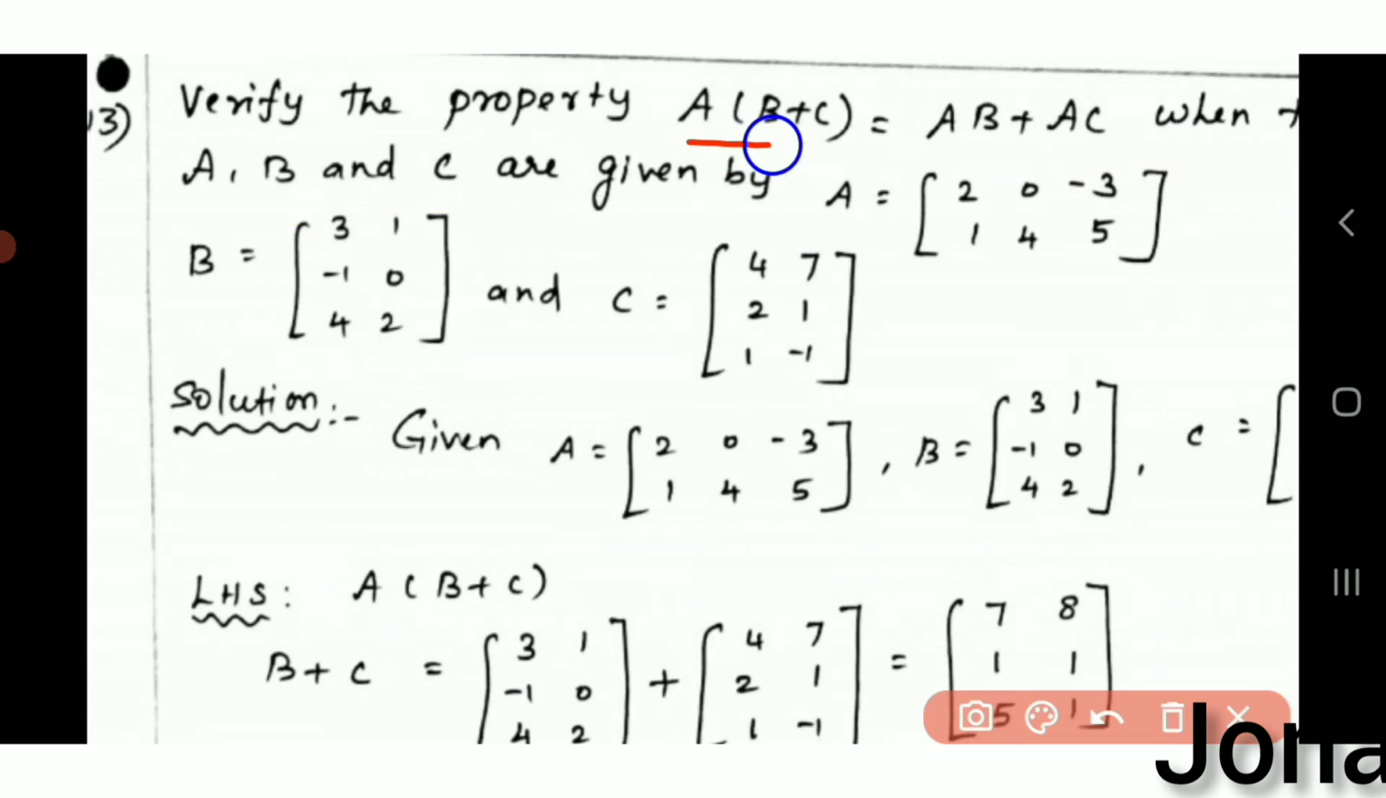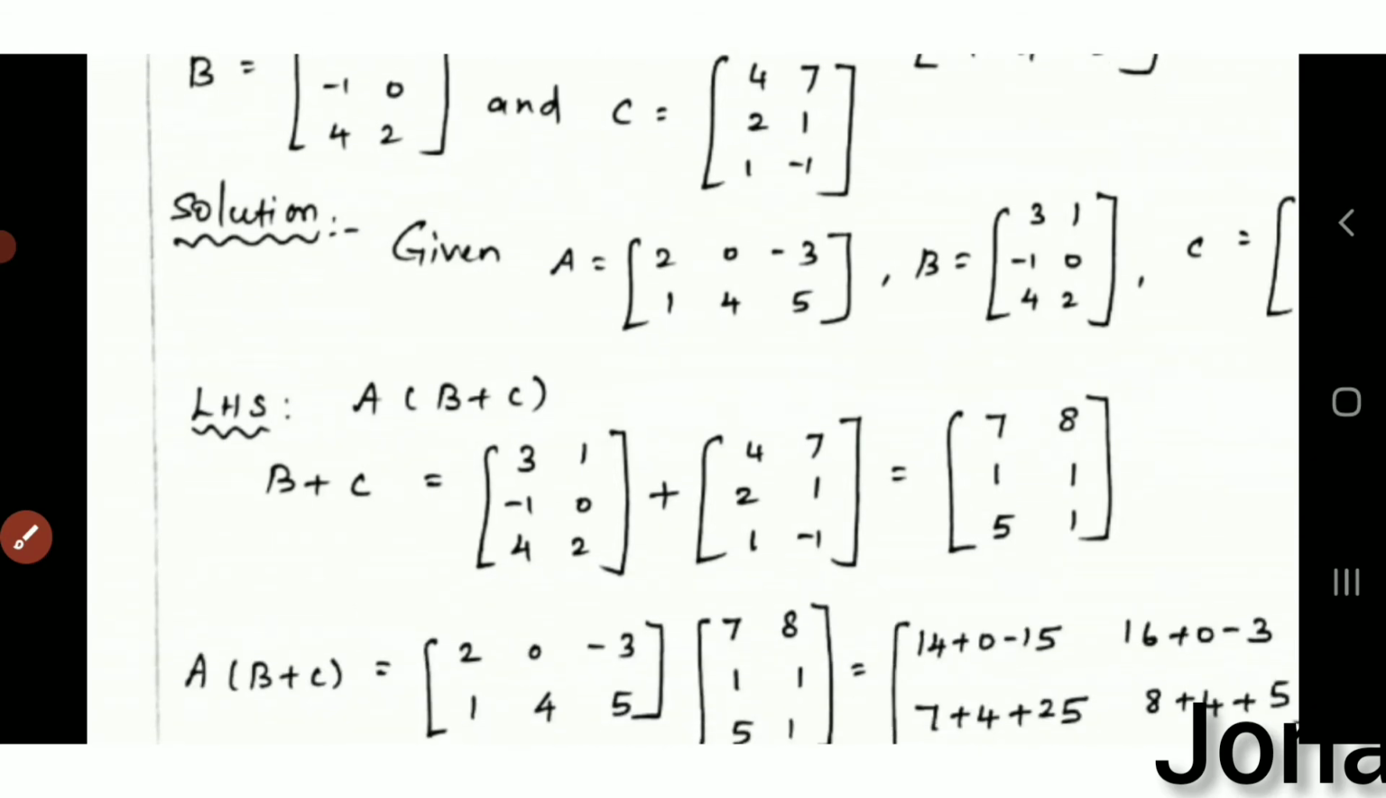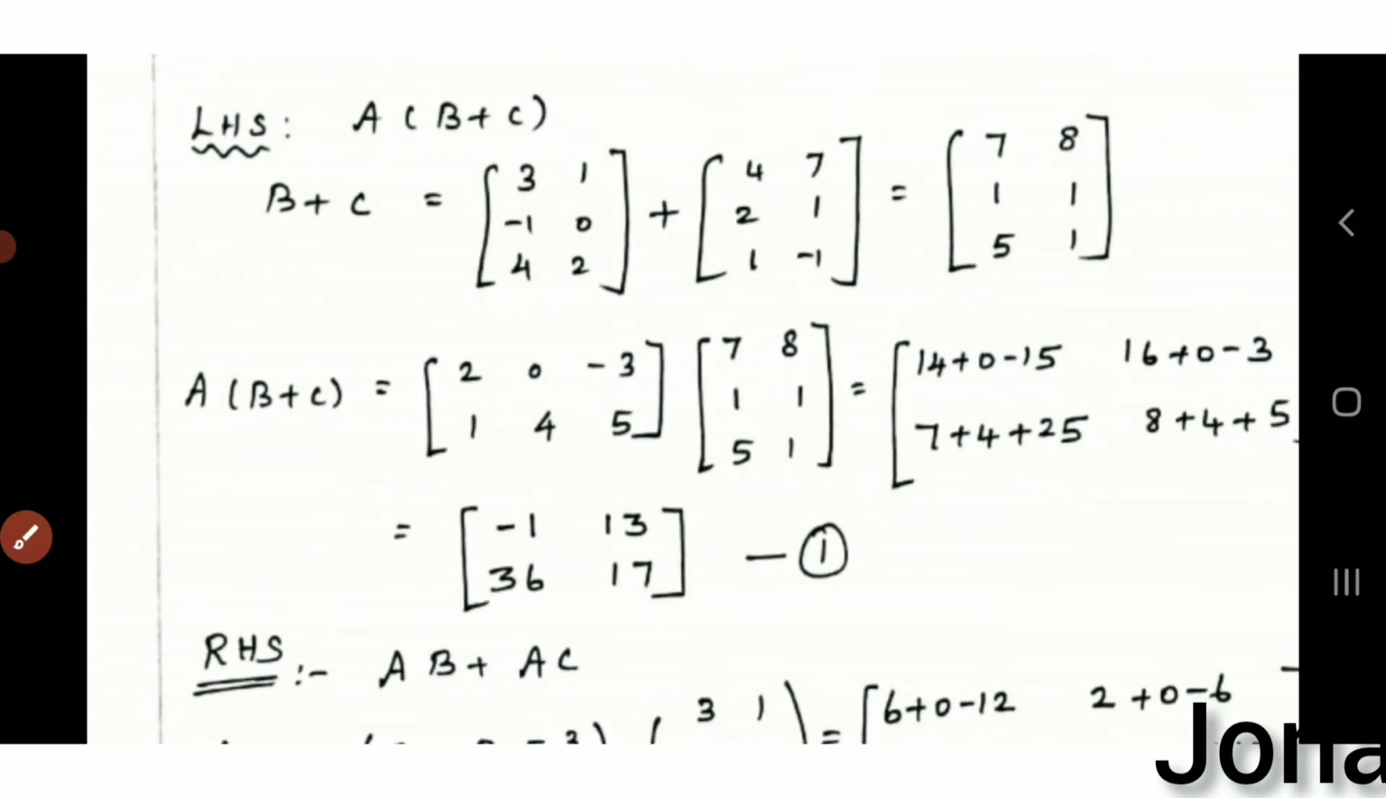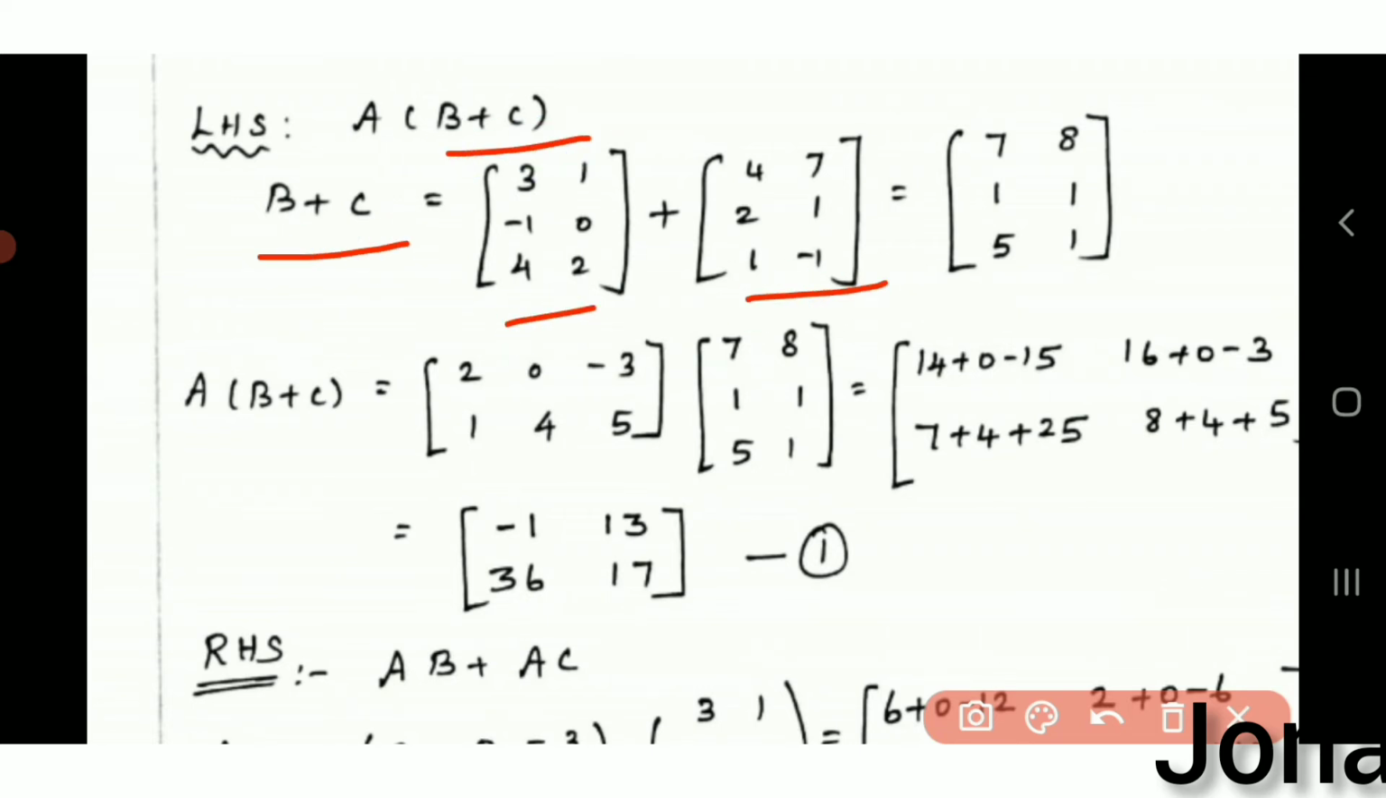Here we want to verify the property. So, take the left hand side first, A into B plus C. First, we want to simplify the brackets always. So, in the bracket what we have? B plus C. So, let me have this B plus C here. B matrix is here and C matrix is here. We want to add both the things. So, corresponding elements we can add there, isn't it?